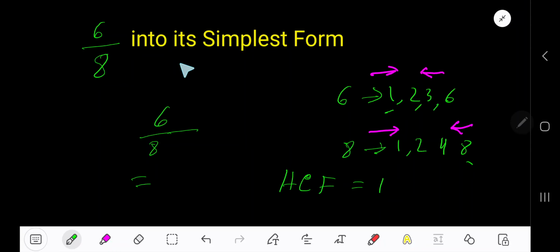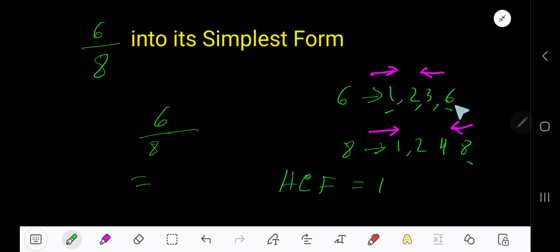Simplify 6 over 8 into its simplest form. Here, to simplify this fraction, we need to divide the numerator and denominator by the highest common factor. Look, 1 times 6 equals 6, 2 times 3 equals 6.